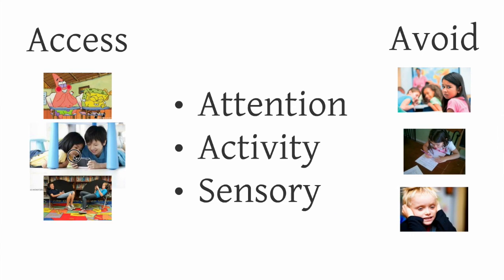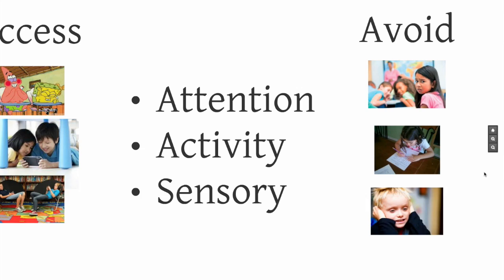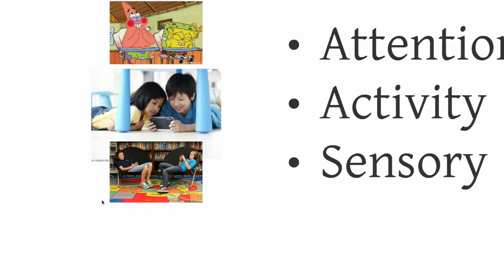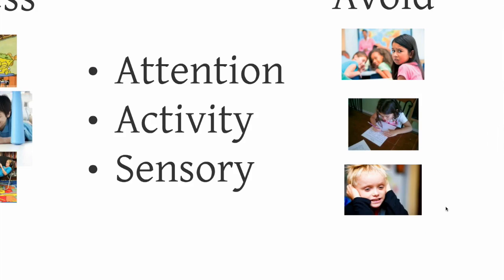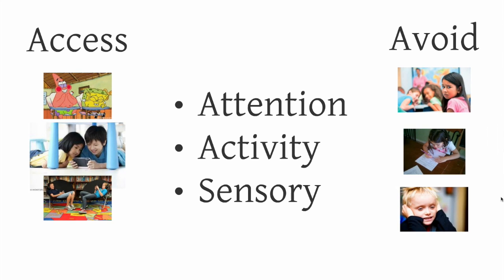Could be that they're trying to access some sort of activity. Or it could be they're trying to avoid some activity like a worksheet. It could be they're trying to access a sensory activity like listening to music. Or it could be they're trying to avoid some sensory activity like someone else's loud music. Now it'd be simple enough, if people's behavior served just one function, if we could sit down and determine what that function was.